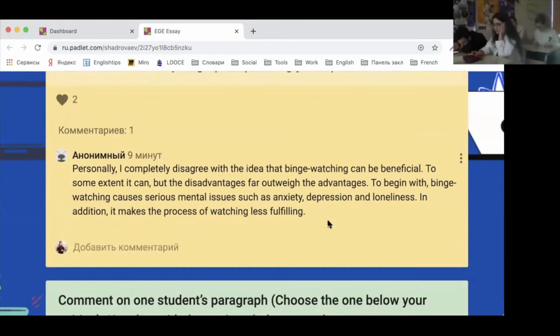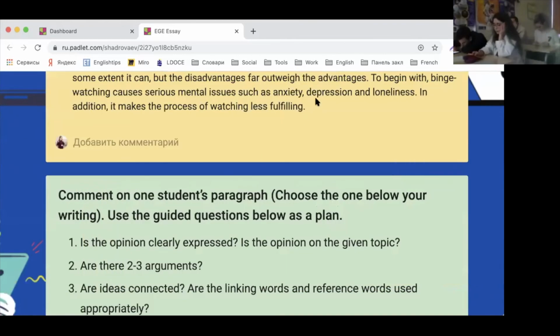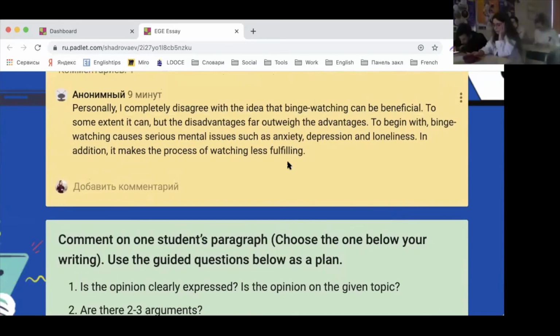Okay, student number 2 here. Again, we have your personal opinion. I completely disagree with the idea that binge watching can be beneficial. To some extent it can. Actually, it's a kind of opposing opinion already, but then you change it, but the disadvantages far outweigh the advantages. That's good. To begin with, binge watching causes serious mental issues such as blah, blah, blah. And in addition, it makes the process of watching less fulfilling.